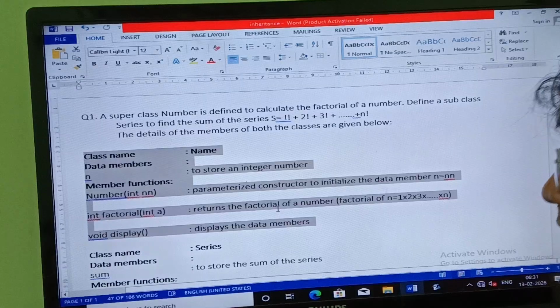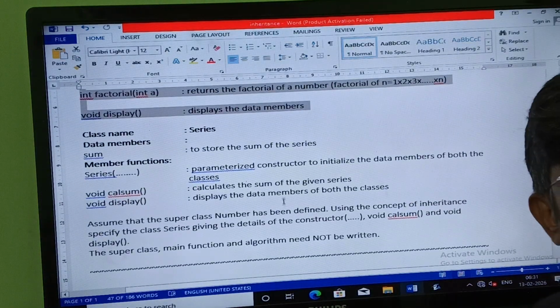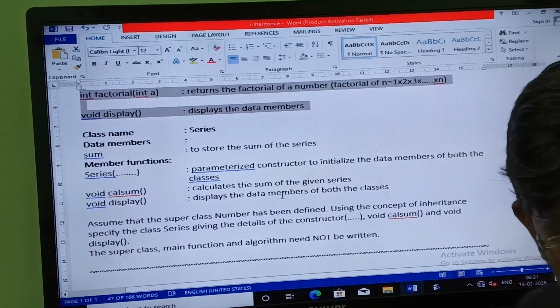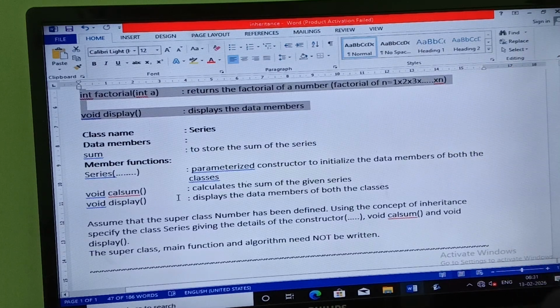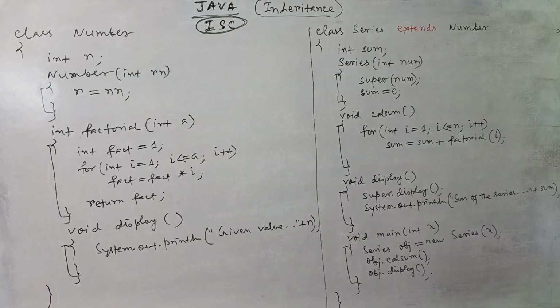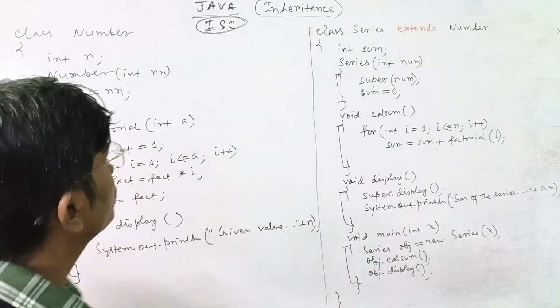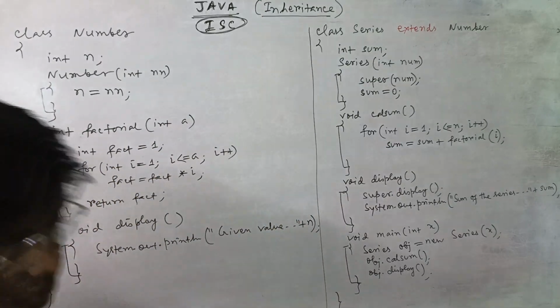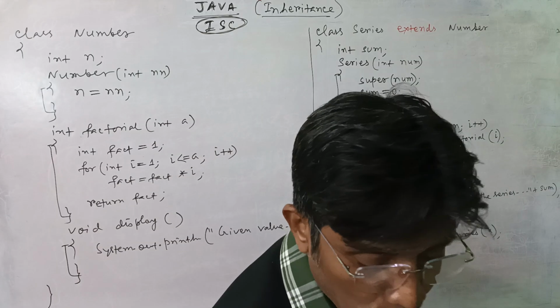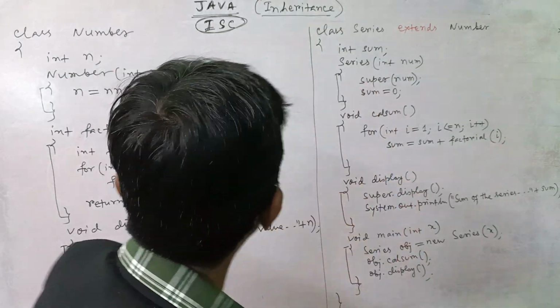So let's see, I am showing you this complete program. Now I will show you the program on the board. Okay, let's see. Let us check how we will solve this problem. I told you the first class, and you have to show only this portion.